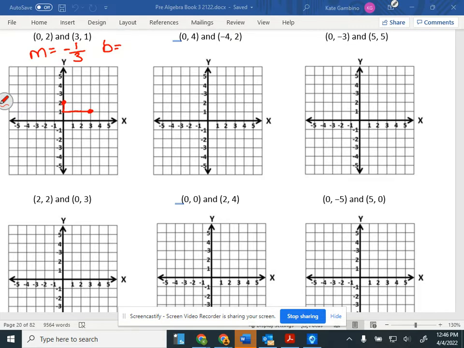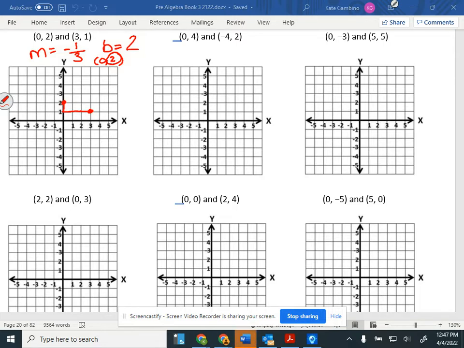It's going to be that positive 2. My b is going to be 2 because it's 0, 2. If I were to write the actual y-intercept, we'd write it as that ordered pair, and we would use that 2 where it crosses the y-axis. So my b is 2.